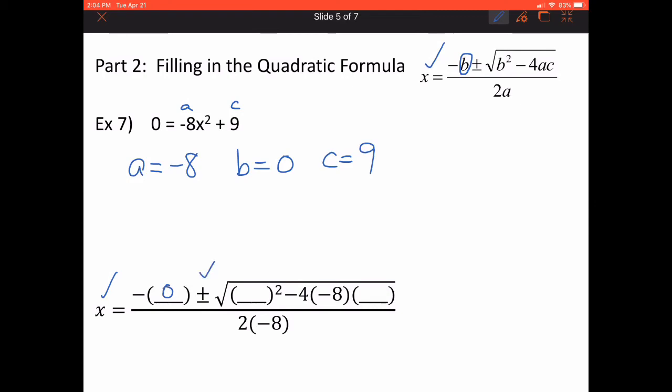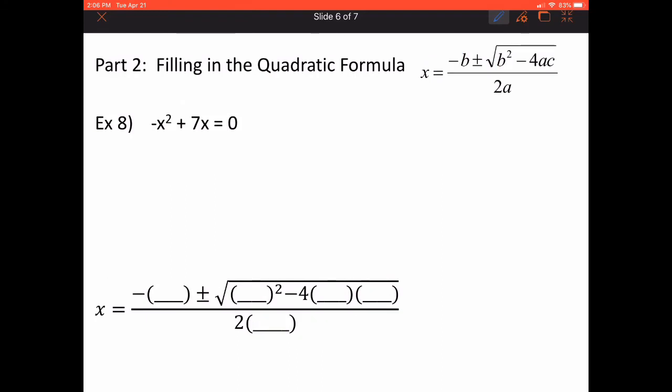Okay, I have the plus or minus, I have the square root, and then it's b squared, so I fill in the b again, which was 0. Minus 4 is always in the formula, built into the formula, times the a, which was negative 8, times c, which is 9, all over 2 times the a value, which was negative 8. So there we go, we filled out the quadratic formula. We will be calculating what our answers are in the next video. So let's try 2 more.